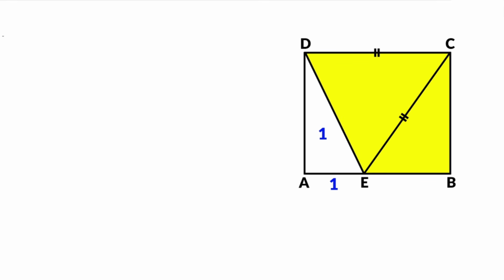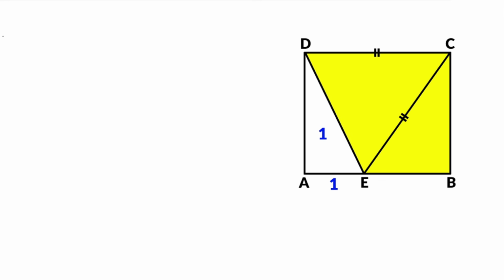Welcome back. Today's geometry puzzle looks simple, but there's a clever connection hiding inside it. Here's the setup. We have a rectangle, ABCD. Point E lies on the bottom side, AB. Two segments are drawn from point E, one to point D and the other to point C.